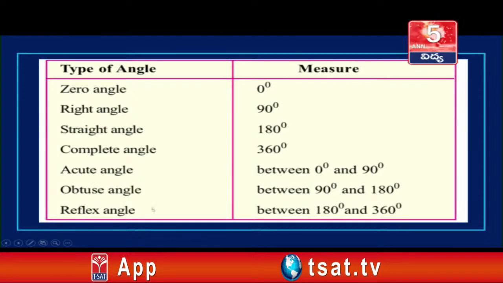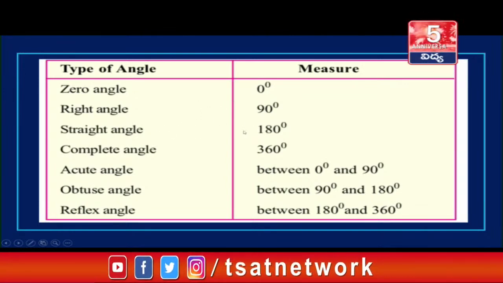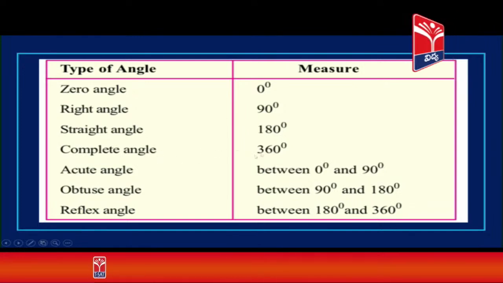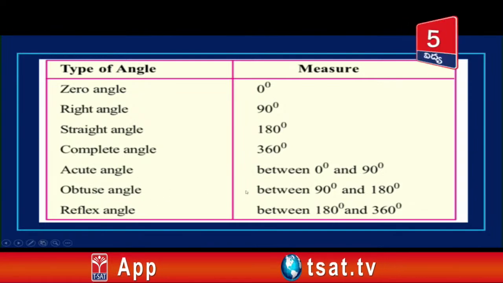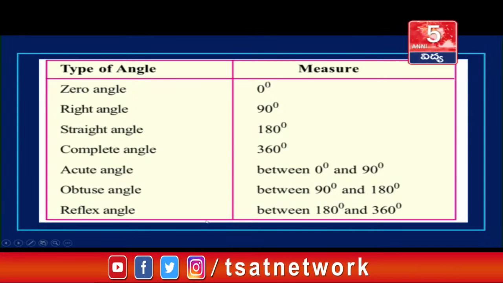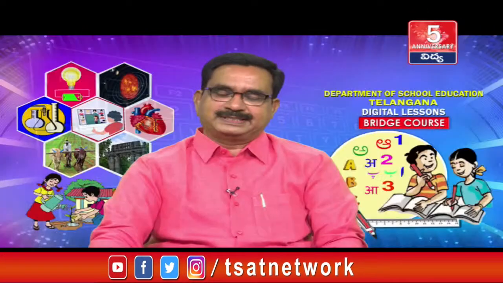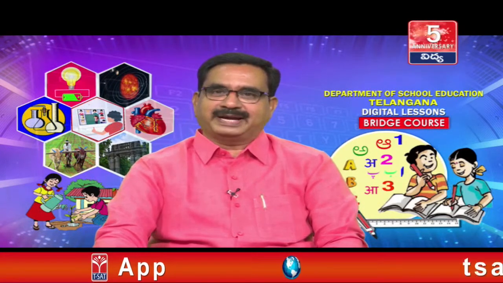Types of angles you can observe. Zero angle is 0 degrees, right angle is 90 degrees, straight angle 180 degrees, complete angle 360 degrees, acute angle between 0 degrees and 90 degrees, obtuse angle between 90 degrees and 180 degrees, reflex angle between 180 degrees and 360 degrees. Children, now we learn about pairs of angles.